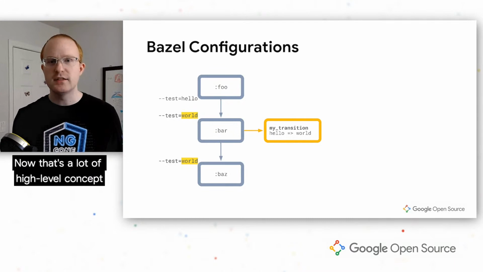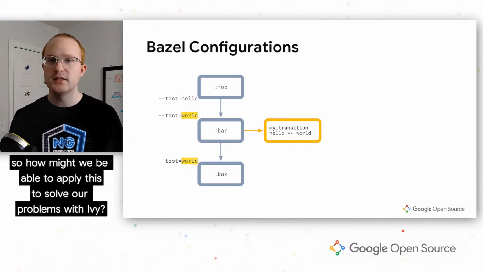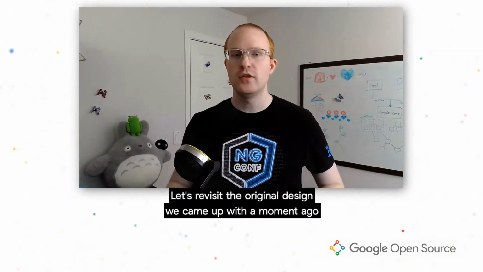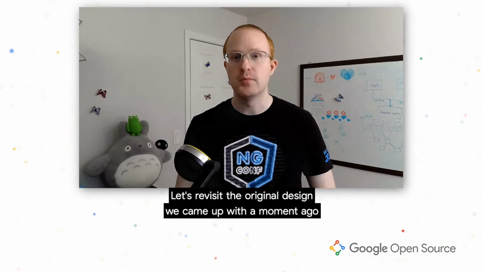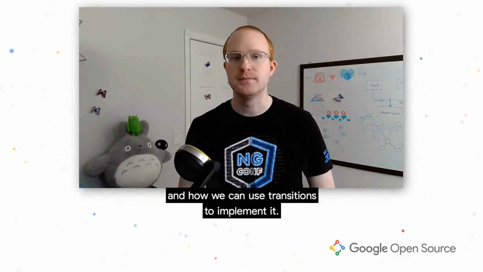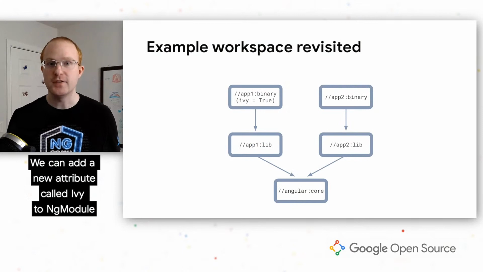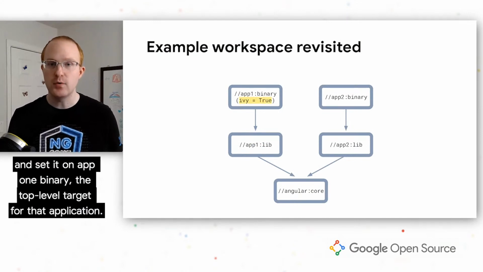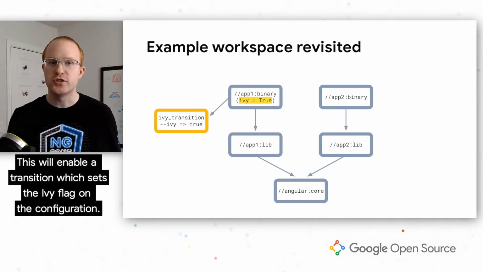Now, that's a lot of high-level concepts, so how might we be able to apply this to solve our problems with Ivy? So let's revisit the original design we came up with a moment ago and how we can use transitions to implement it. We can add a new attribute called Ivy to ng module and set it on app1 binary, the top-level target for that application. This will enable a transition which sets the Ivy flag on the configuration.